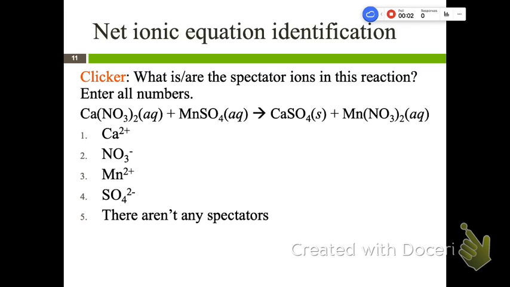Okay, so then if we look at that first reaction, are there any spectator ions in this reaction? Yes. Go ahead and click in your response. Which ones? Put A or B. Nitrite. Make sure you're paying attention.